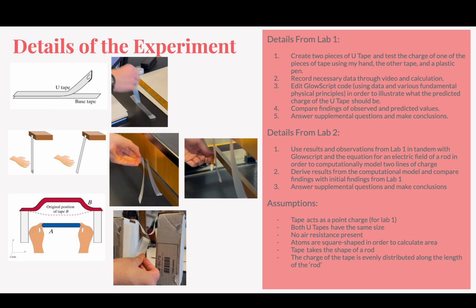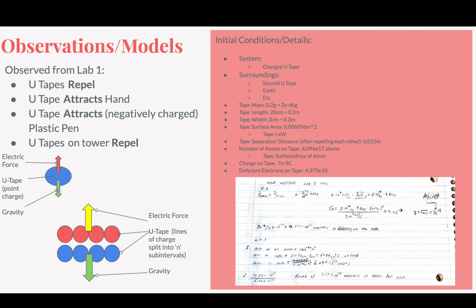For Lab 2, we had to assume the tape takes the shape of a rod, and that the charge of the tape is evenly distributed along the length of this rod. A few relevant observations from Lab 1 that were used to help in this lab are described below.